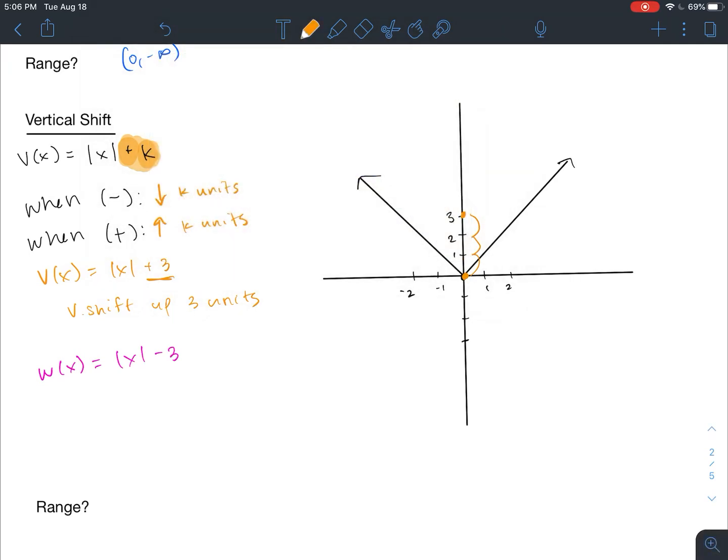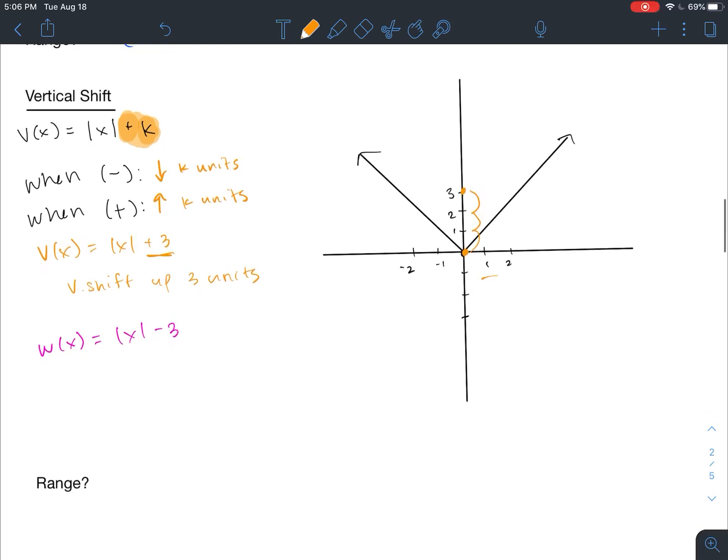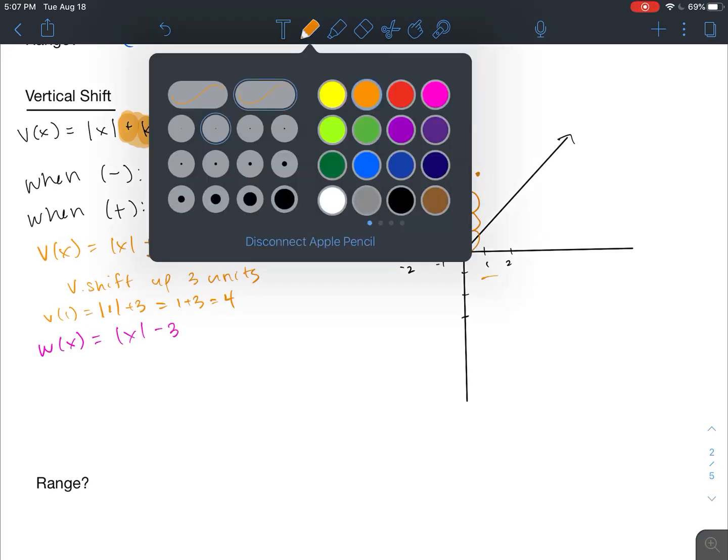Alright, now let's plug in our x value at 1. So if we do v of 1, we get the absolute value of 1 plus 3. And the absolute value of 1 is just 1, so we get 1 plus 3, which is equal to 4. So at x equals 1, y is going to be equal to 4.